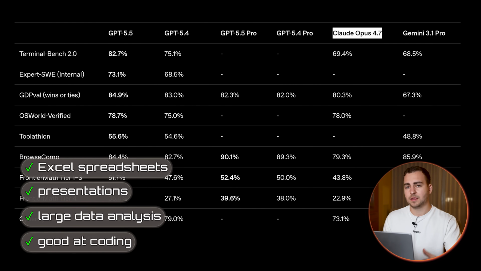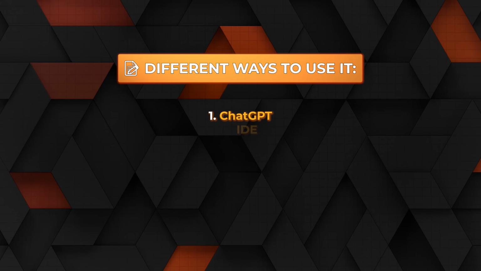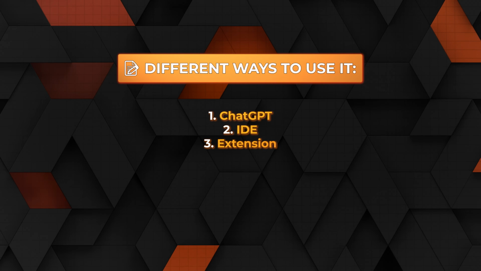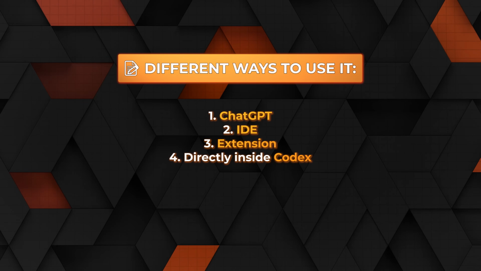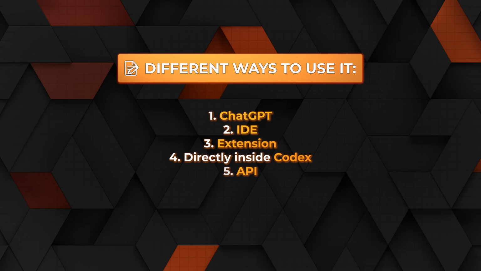It is very good at coding, large data analysis, presentations, Excel spreadsheets, and does it faster than anything else that I've ever used. There's a lot of different ways that you can use this model. You can use it from ChatGPT, you can use it in an IDE, you can use it in an extension, you can use it directly inside of Codex, which is their desktop application, which I would recommend getting. And then of course you can use it from the API.